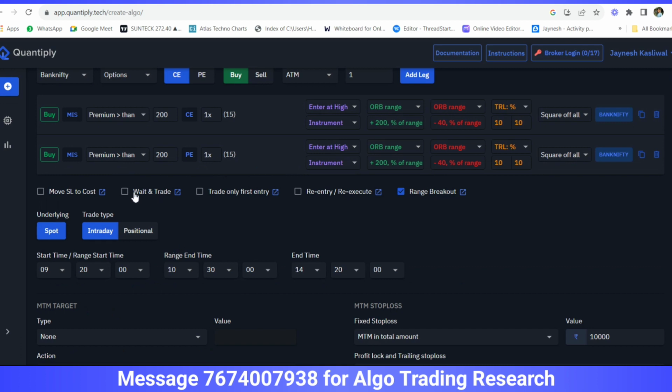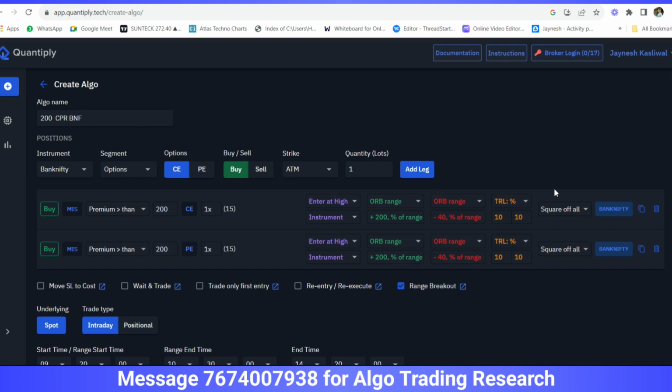Let's say if you are using the wait and trade feature, then you can use this wait and trade feature. And there is no re-entry and re-execute in case of option buying. Do not trade re-entry and re-execute in case of option buying strategies here, because generally I found that these re-entry and re-execute are not that great, to be honest.